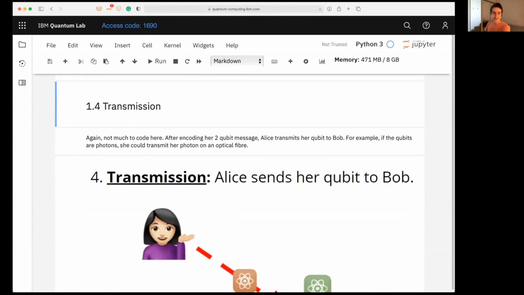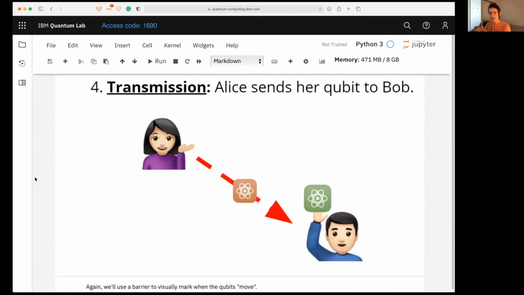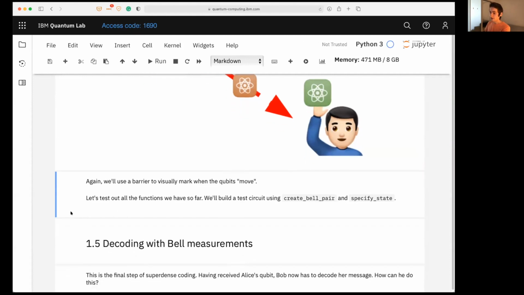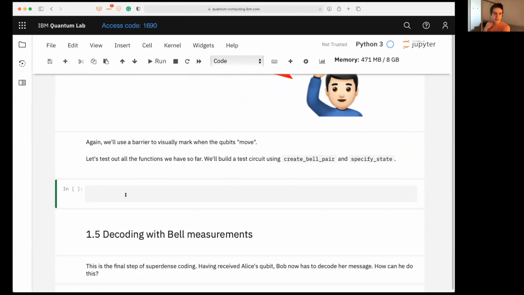And this brings us to step 4. Now, in step 4, we have another qubit movement. So once Alice has done this encoding step, she's applied gates to her qubit, she's now going to send her qubit off to Bob. Again, nothing happens here in our circuit, kind of like step 2. So we're just going to use a barrier again. Now, before we move on to step 5, I am just going to do a summary of where we're at now. And in order to do that, I'm going to test out our functions and draw the circuit so far. So I'm going to create a circuit called, say, circ test, quantum circuit with 2 qubits.